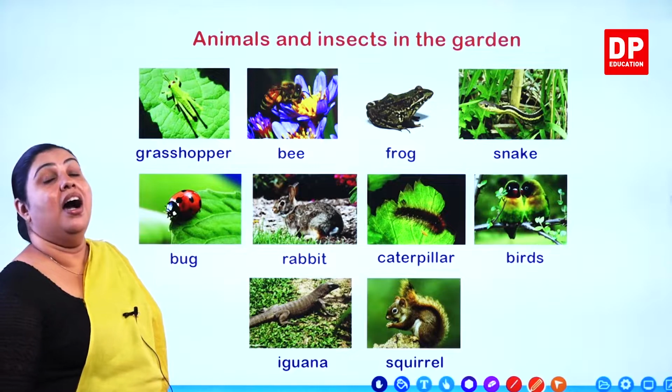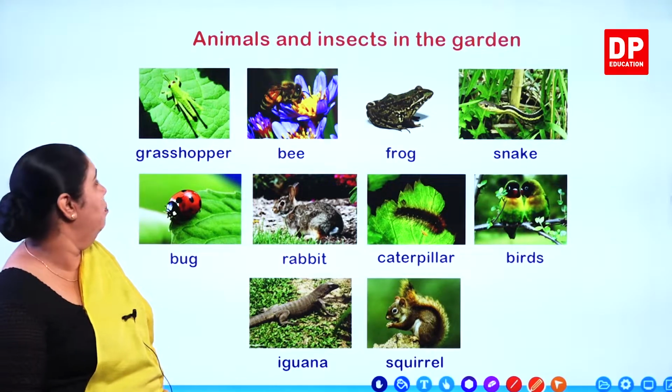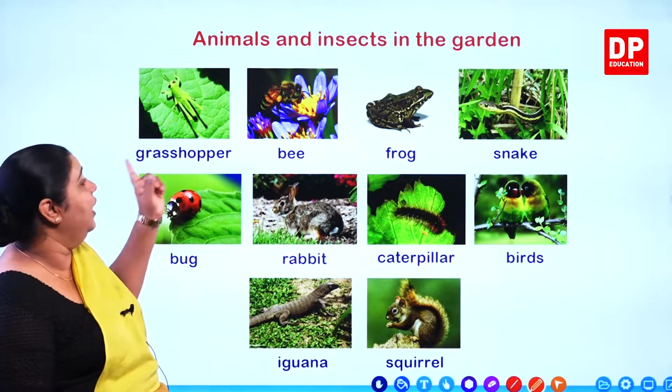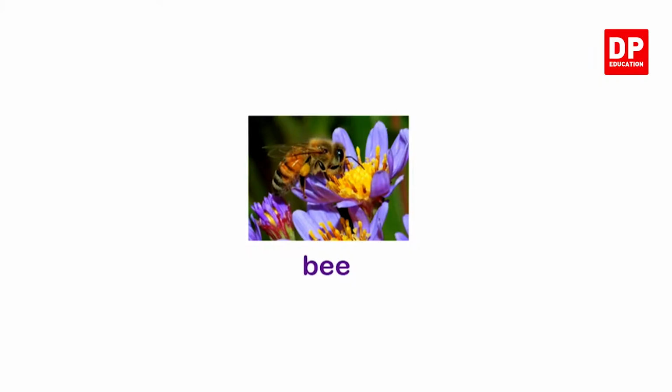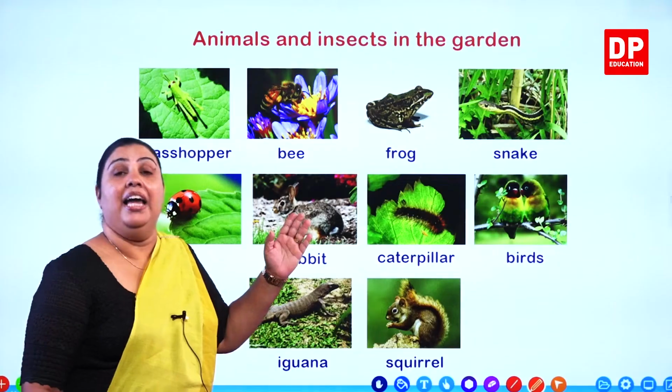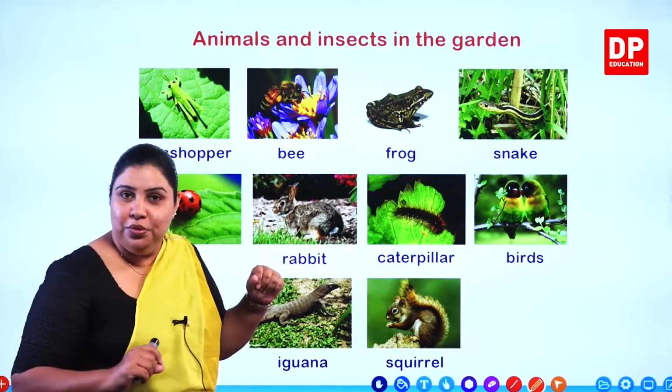G-R-A-S-S-H-O-P-P-E-R. Grasshopper. Grasshopper is the name of the තනකොළ පෙත්තා. Then we have the bee. B-E-E. Bee. And after the bee, whom do we have?